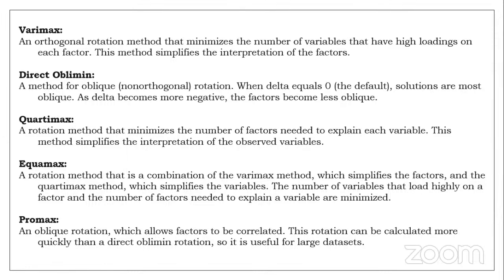Promax rotation is again an oblique rotation, which allows the factors to be correlated. It's one of the most widely used oblique rotation methods. So generally, if we are going for an oblique rotation method, we go for Promax rotation. It is useful for larger data sets. If you have a large set of data, then Promax rotation gives you a very clear understanding, a more precise way of explaining the factors.